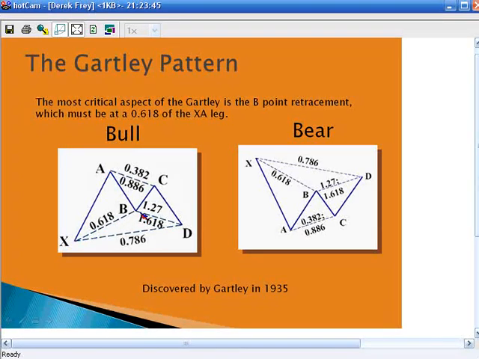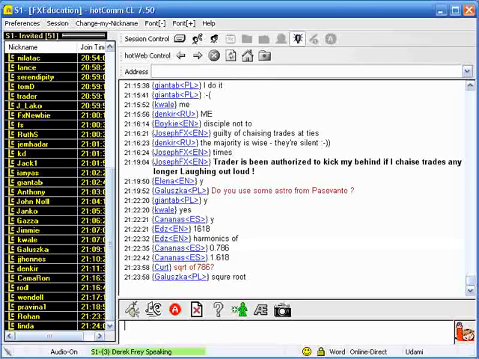Each one of these dotted lines don't do anything. They don't mean anything other than showing you what it's retracing from. So it's saying that B is a 0.618 retracement of the XA leg. Okay? C is a 0.382 to a 0.886 retracement. Does anybody know where 0.886 comes from? Why is that a significant fib ratio? And probably one that you don't have on your charts.